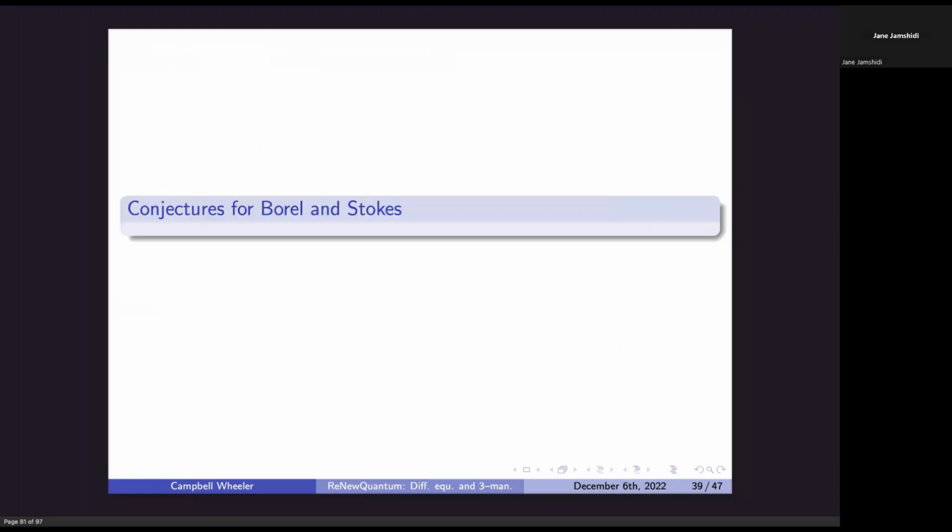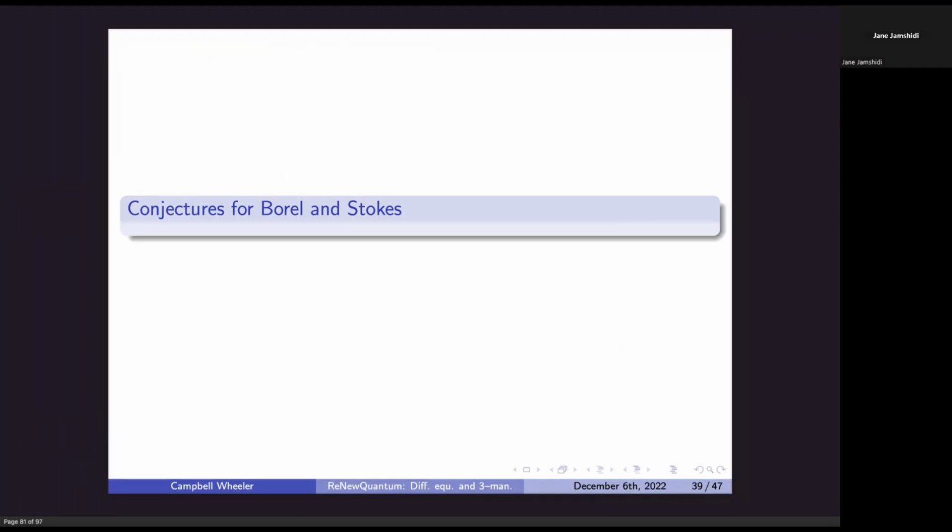Okay, so in the last 5 minutes, I'll try and give you an idea of what's going on for the Borel and Stokes computations now. I've set it all up: we have these asymptotic series, we have this quantum modularity. Campbell, I think you started 5 minutes late, so you have certainly 10 minutes. Okay, great. Then I think that should be all I need.